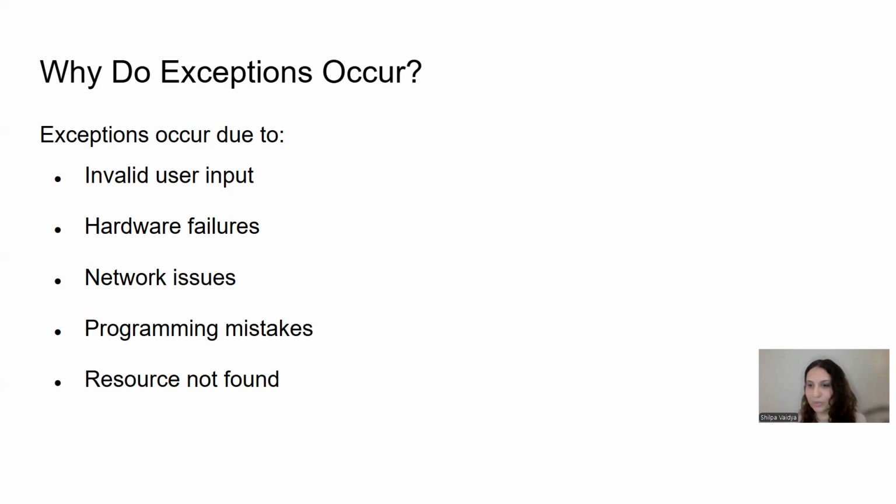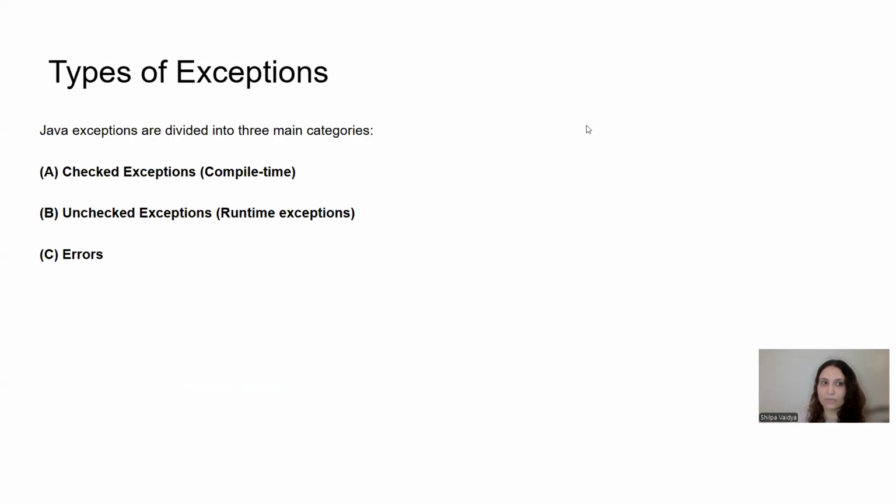Programming mistakes, obviously, we know that we tend to make them sometimes. Resource not found: one example of this scenario is when we are trying to fetch some data from a file, but the file doesn't exist in that particular location itself. That can be counted as resource not found.